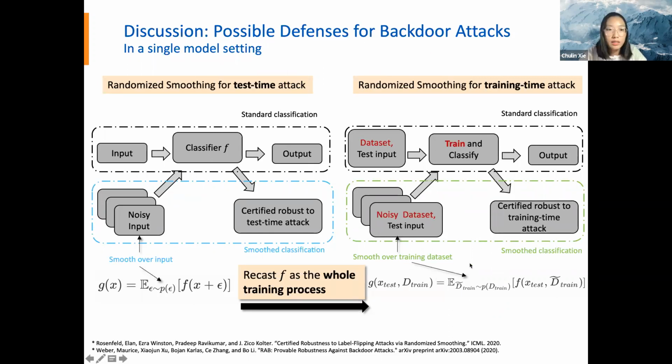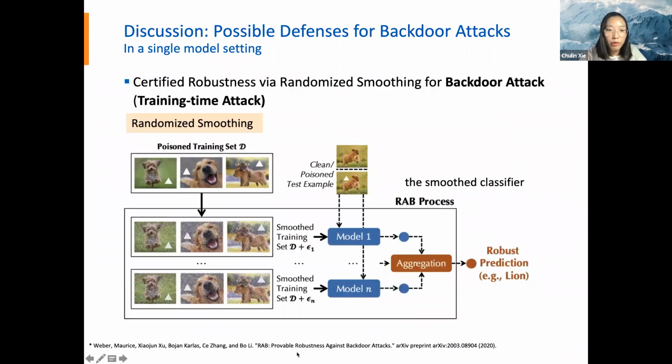Certified robustness via randomized smoothing for backdoor attack is from the paper RAB. Given a poisoned data set D and a training process that is vulnerable to backdoor attack, the RAB process will generate smoothed training data sets from D plus epsilon 1 to D plus epsilon n and train a different classifier from model 1 to model n. For a test example, no matter whether it's clean or poisoned, we will take the expectation of the output of the n models and we get the robust prediction. For this example, the robust prediction is lion. The RAB is the smooth classifier.